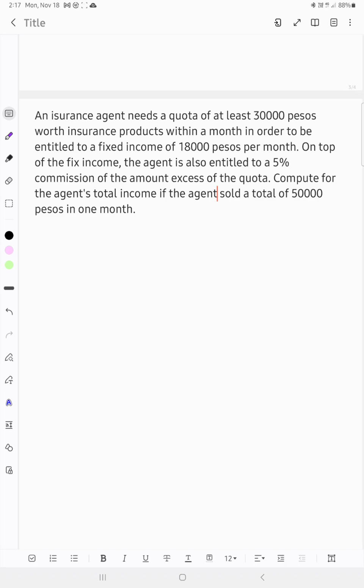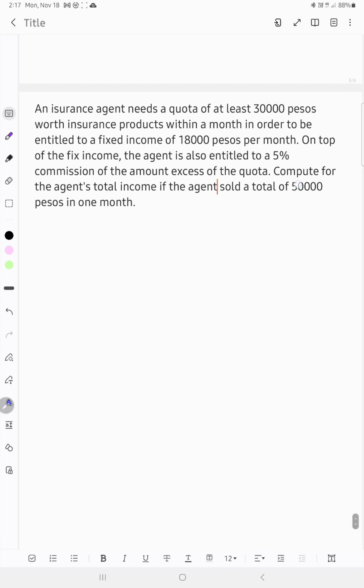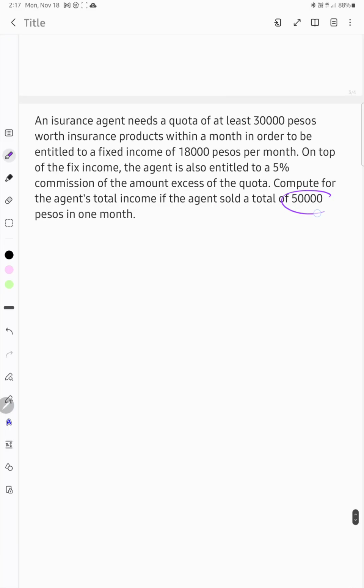Now, let's have an idea of what we are looking at. First, the number that we have is the sales. We call this the quota. And then there is what we call the fixed salary of the insurance agent. And this is the commission rate.